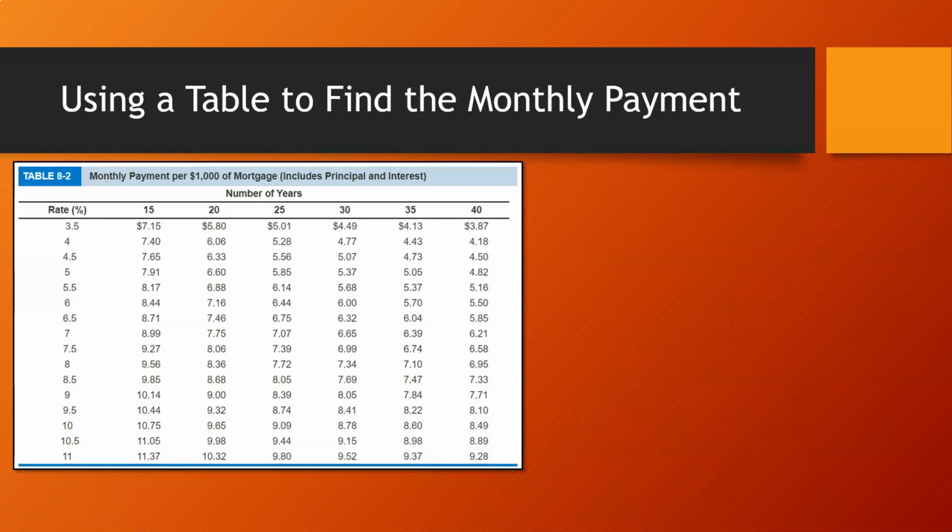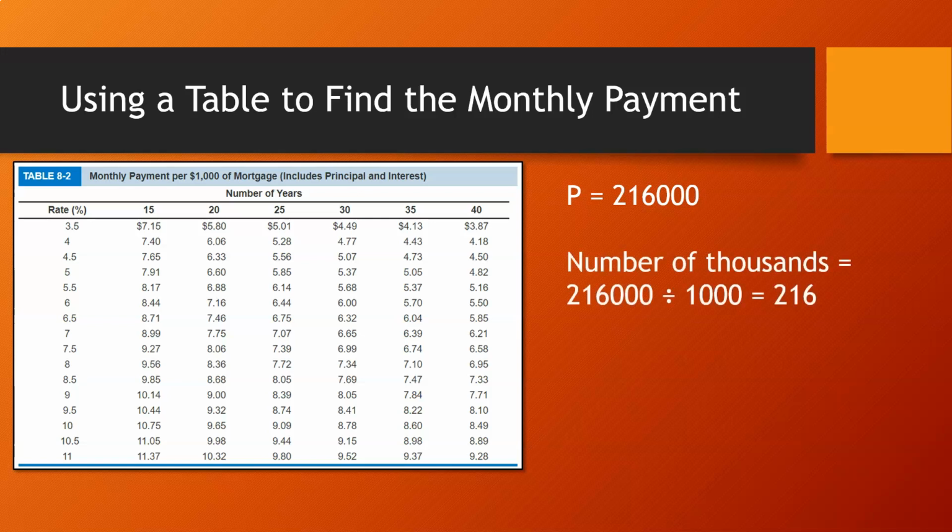Now, instead of using the formula, let's try to use an amortization table to find that monthly payment. One thing that's really important about the table is to notice that at the top it tells you that the table will give you the monthly payment per $1,000 of mortgage, and that includes principal and interest. So let's start by thinking about the principal that we are borrowing, $216,000, and figure out how many thousands of dollars that is. So 216,000 is 216 thousands. Makes sense, right?